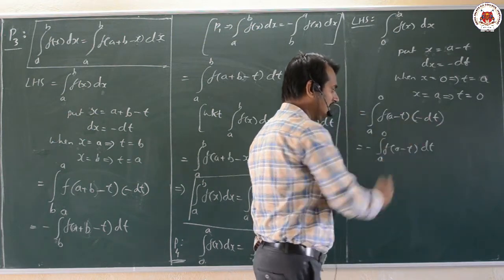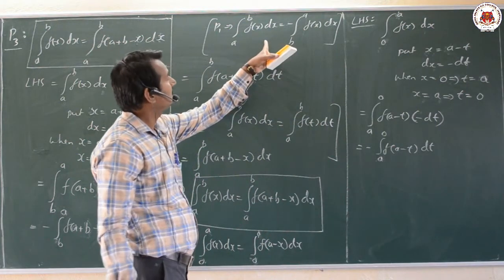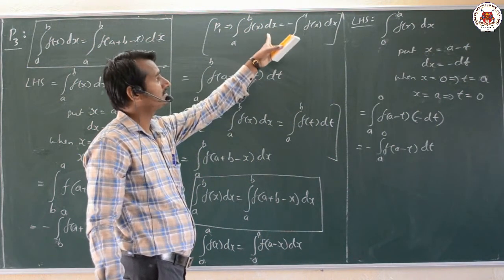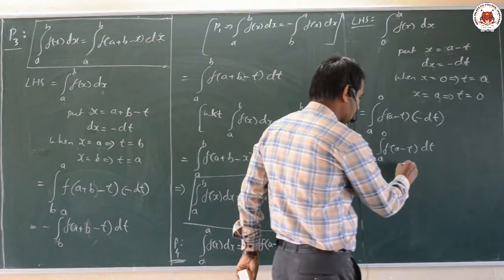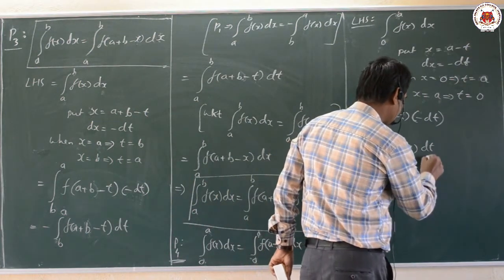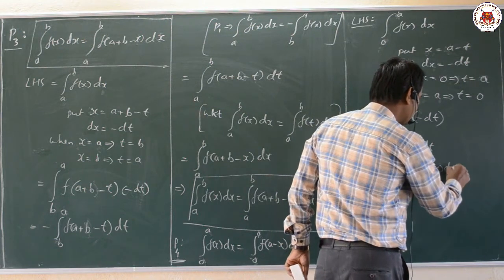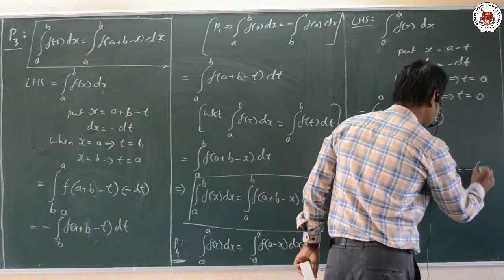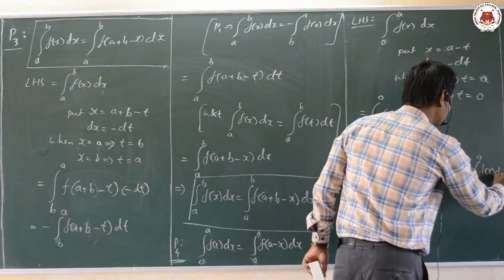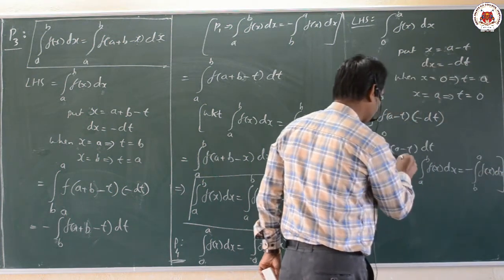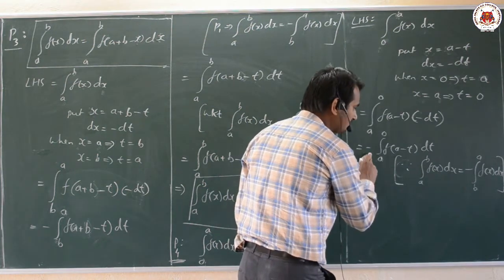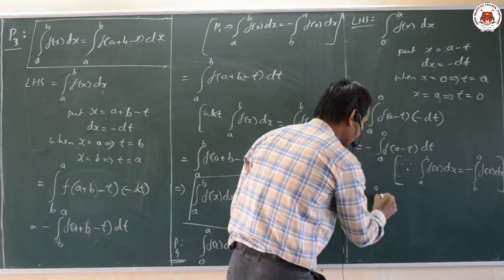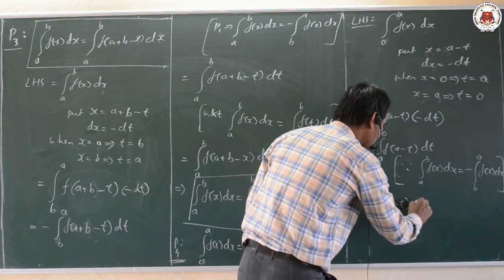Now here again, by making use of this particular property, that is P1, the integral from a to b of f of x dx equals minus the integral from b to a of f of x dx, because the integral from a to b of f of x dx equals minus the integral from b to a of f of x dx. Now we'll substitute it, which is equal to, minus means positive, so we have integral from 0 to a of f of a minus t dt.